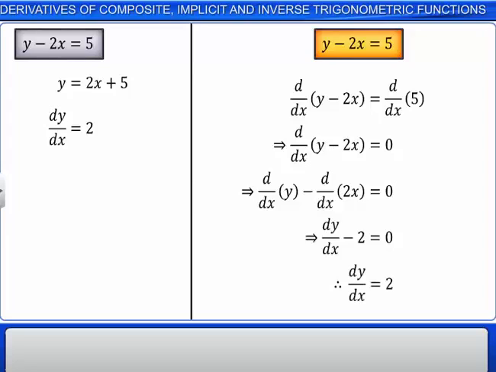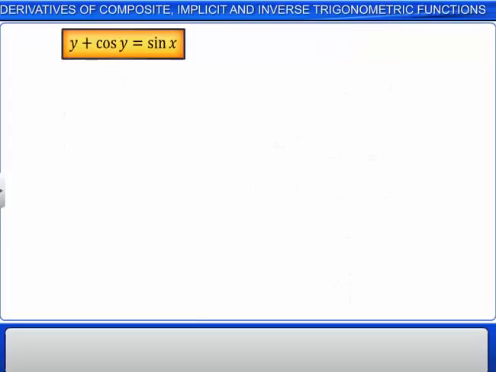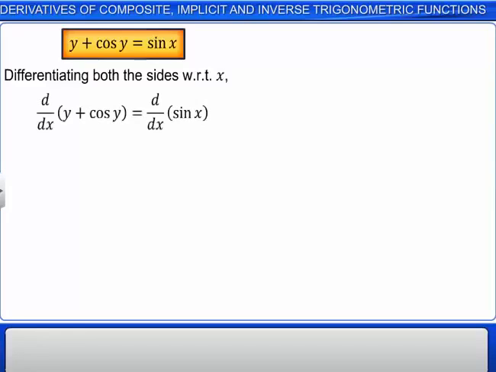Next, let's differentiate the equation y plus cos y is equal to sin x. Such equations can be differentiated directly with respect to x. Differentiating both the sides with respect to x, we get d by dx of y plus cos y is equal to d by dx of sin x. By applying the property of derivatives, we get d by dx of y plus d by dx of cos y is equal to d by dx of sin x.